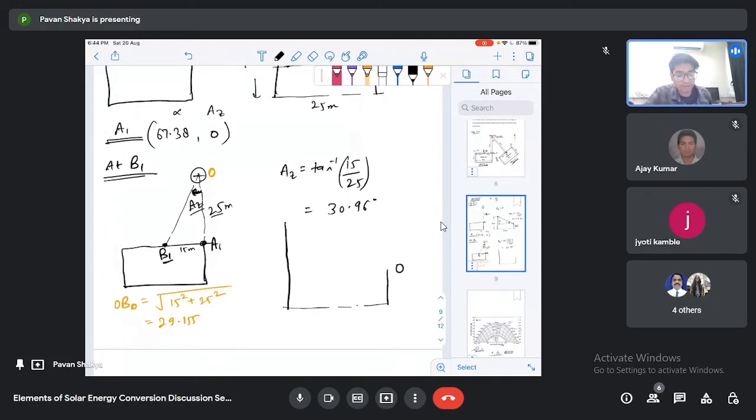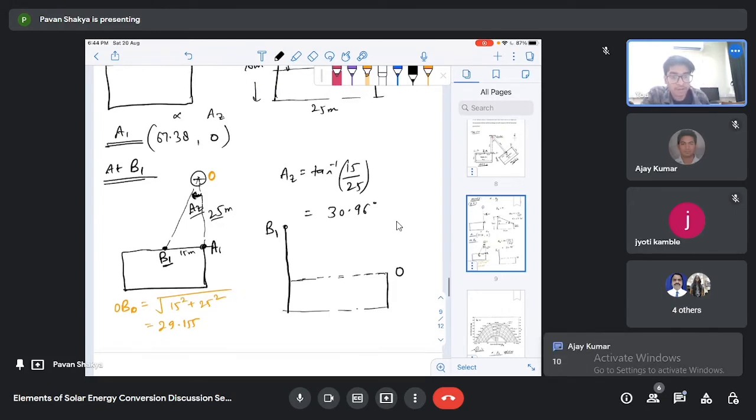Okay, this is our observer collector O. This one is our point B1. Now what is this distance? Can anyone tell me? This one will be the same distance that we have calculated as OB0. Okay. No, it will not be 10. I am talking about this length. This one will be equal to the OB0 that we have calculated.